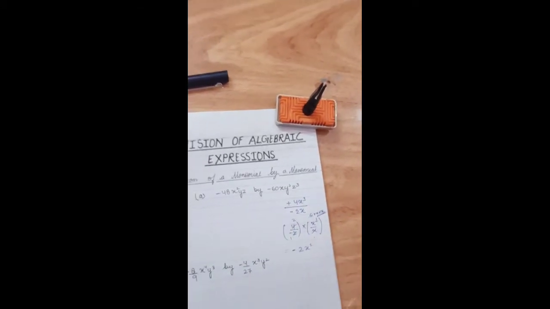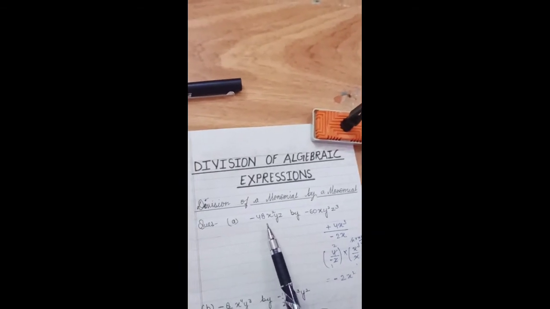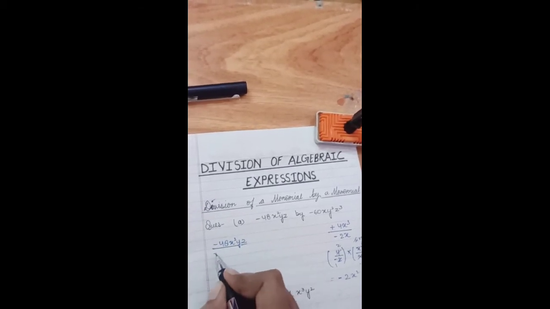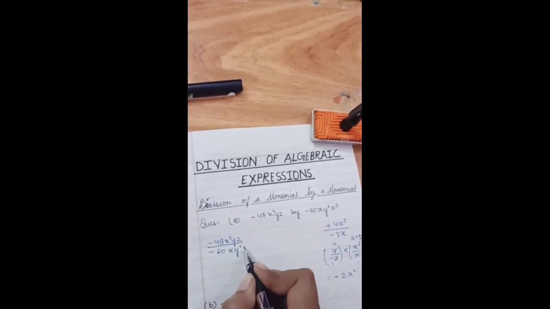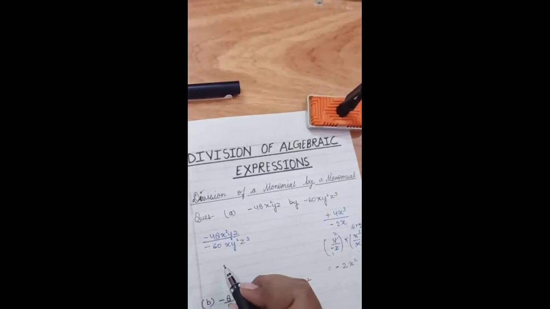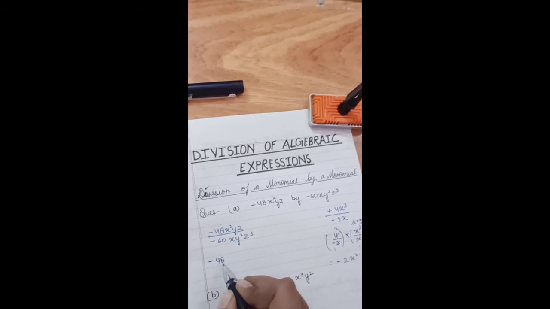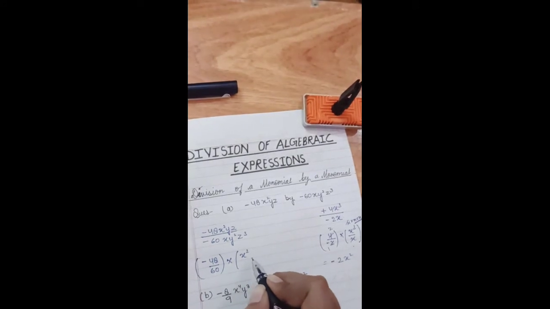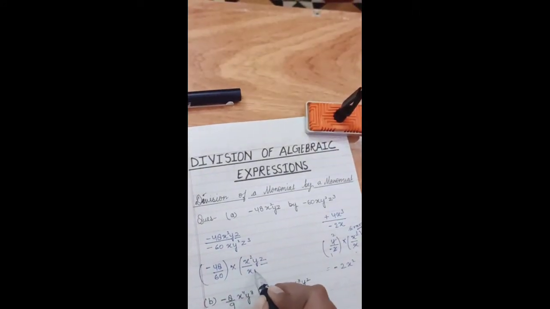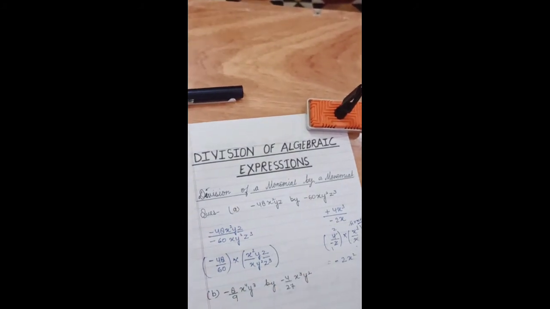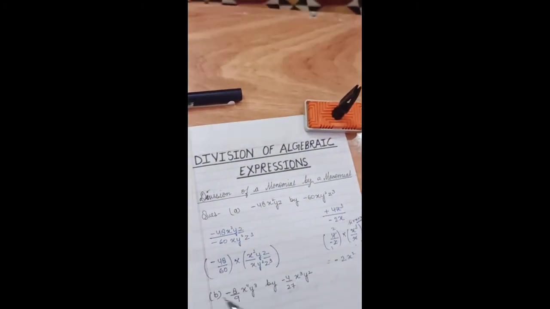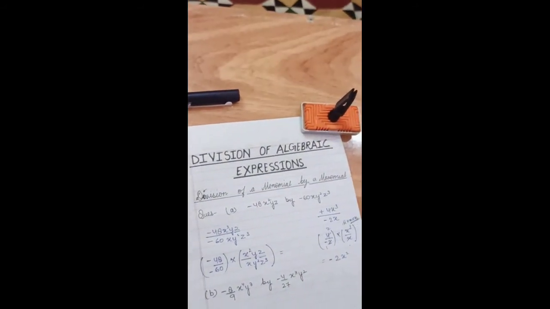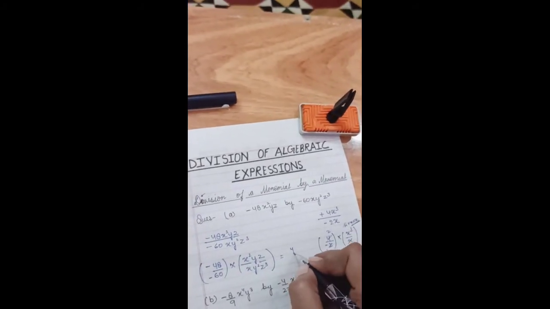Okay, now see another example. See this one, minus 48 x square yz divided by minus 60 x y square z cube. Now see, first we divide the numerical part, right? And then we divide the literal part, that means x y square z cube. Now here, minus divided by minus, we get the answer positive, right? And on reducing this you will get 4 by 5.